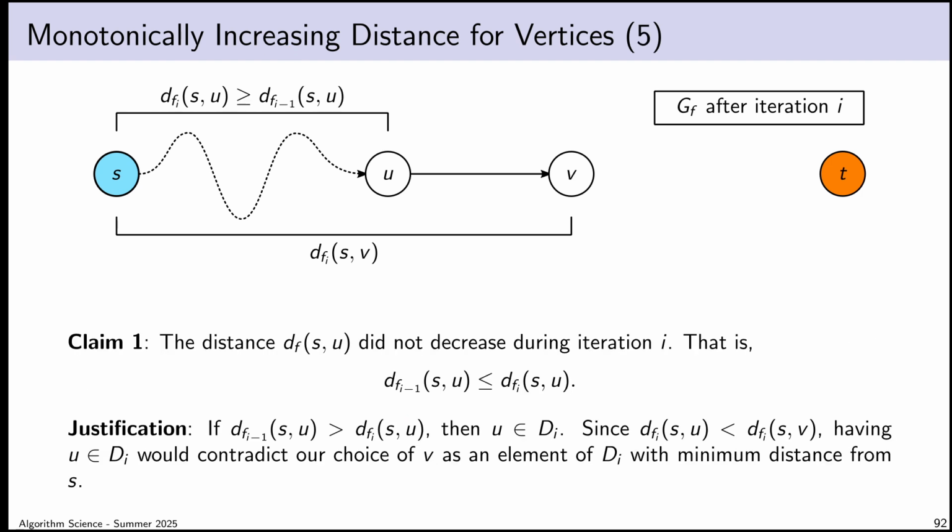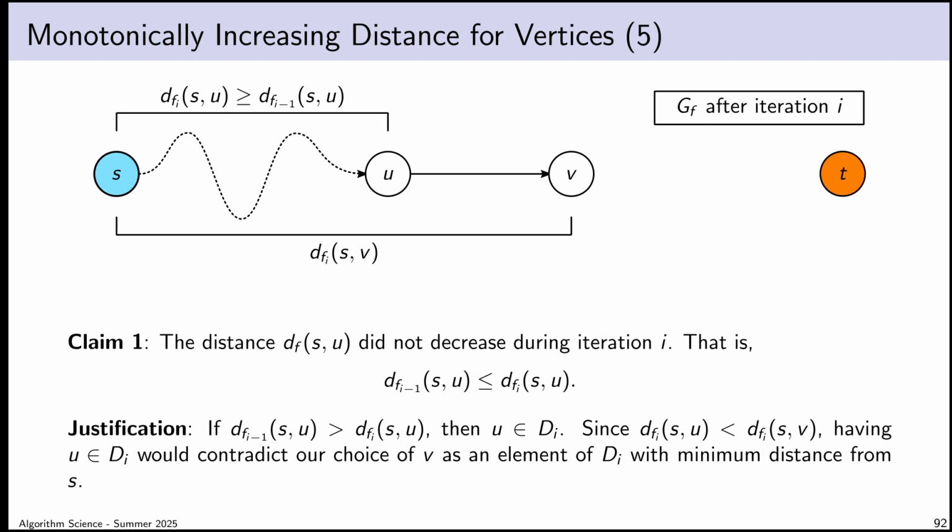Okay, so another claim I want to make is that the distance from S to U did not decrease during iteration I. That is, the distance at iteration I minus 1 might have been smaller than the distance at iteration I, but there is no way that the distance was larger. And this is where my careful definition of V is going to come in handy.